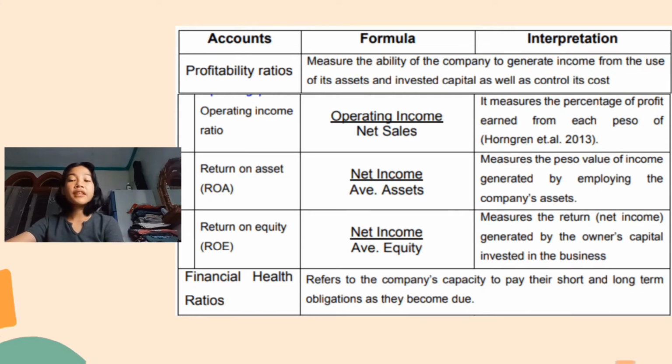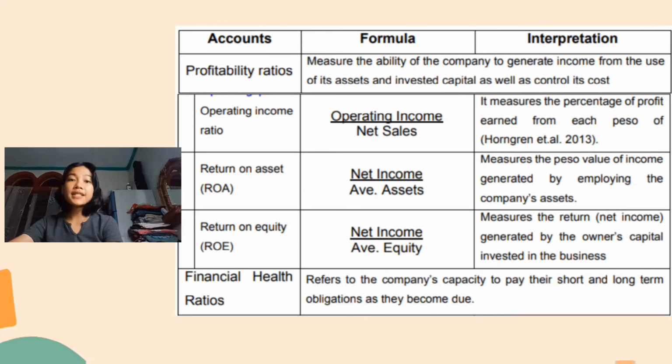First is profitability ratios. So this measures the ability of the company to generate income from the use of its assets and invested capital as well as control its cost. Next is operating income margin. This measures the percentage of profit earned from each peso. So we can calculate this by dividing operating income by net sales. And this is expressed as a percentage.